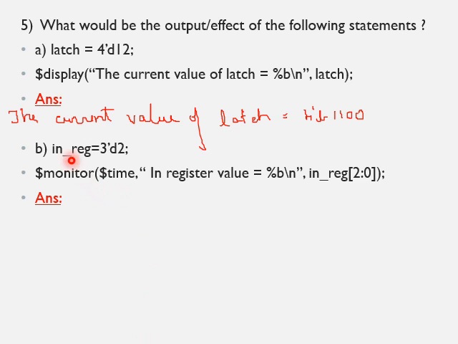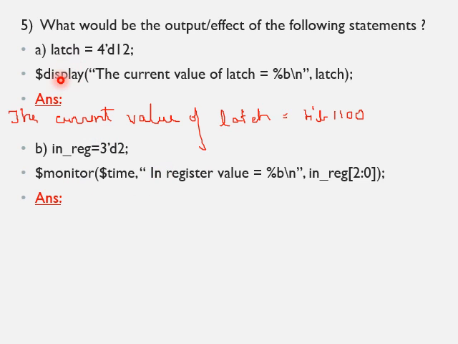Next, in_register equal to 3'd2, $monitor with $time, which is again a system task: in register value equal to %b, in_register[2:0]. Here we have just declared in_register as a 3-bit vector, and its value we have mentioned in decimal, that is 2. But while displaying, monitor is the same as display.